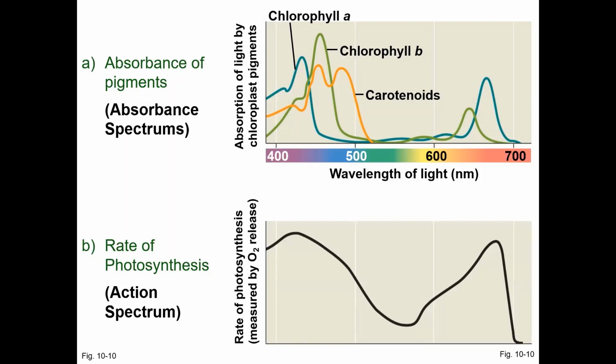The other part of tomorrow's lab is measuring something called an action spectrum. So what does that mean? That means rather than just measuring the absorption of light, measuring actual photosynthesis. You can do that in a lot of ways. If you think about the products of photosynthesis, you're making oxygen or you're making carbohydrates, you could measure those things. In tomorrow's lab, we're going to do it a little bit more indirectly.